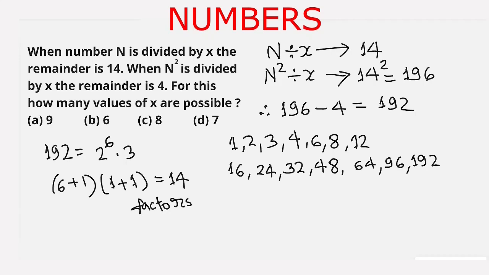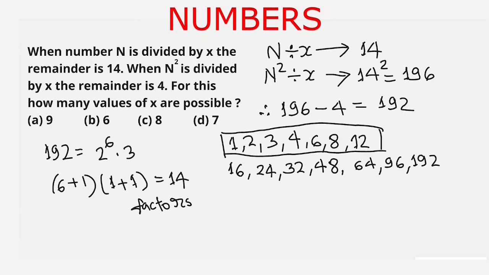But as given in the question, when n is divided by x, the remainder is 14. It means that all the values which are less than 14 cannot be the value of x, and those values are 1, 2, 3, 4, 6, 8 and 12. So these values are not possible for x, as the remainder has to be 14, and for 14 to be the remainder, the divisor cannot be less than 14.